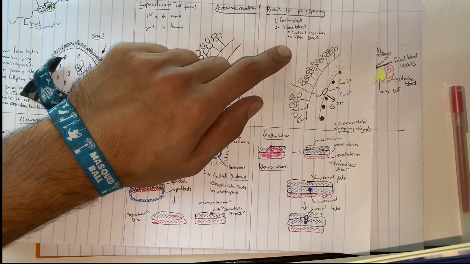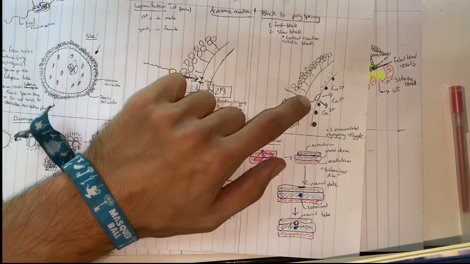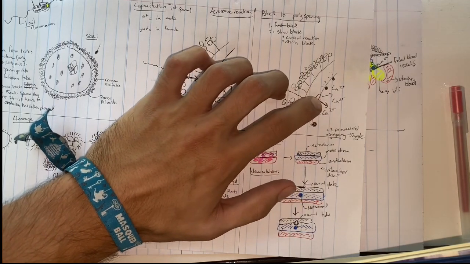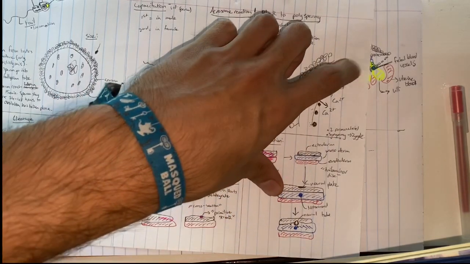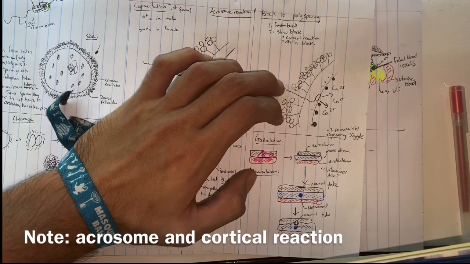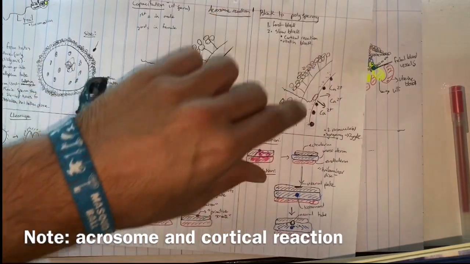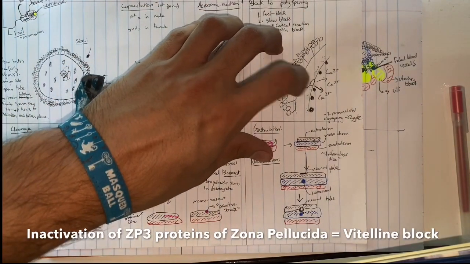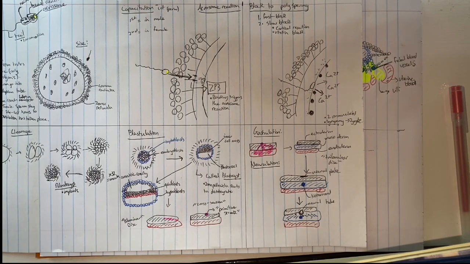So it's also stimulated by the depolarization of the oocyte membrane, but then a wave of intracellular calcium is released from the sperm head into the egg. And basically the calcium causes these cortical granules, which are located just under the secondary oocyte membrane, to release their contents. And when they release their contents, it renders ZP3 on the zona pellucida inactive. And when these ZP3 proteins are inactive, then obviously sperm cannot bind anymore.